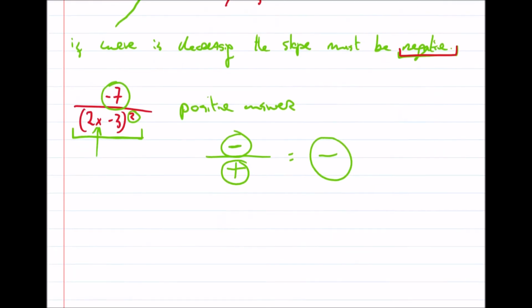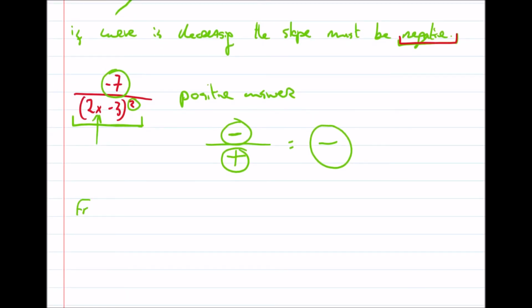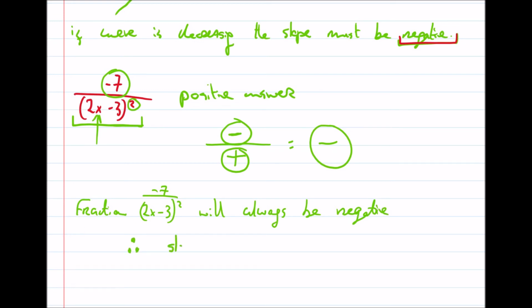Alright, so I can just say here, the fraction minus 7 over (2x − 3) squared will always be negative. Therefore, the slope will always be a negative slope.